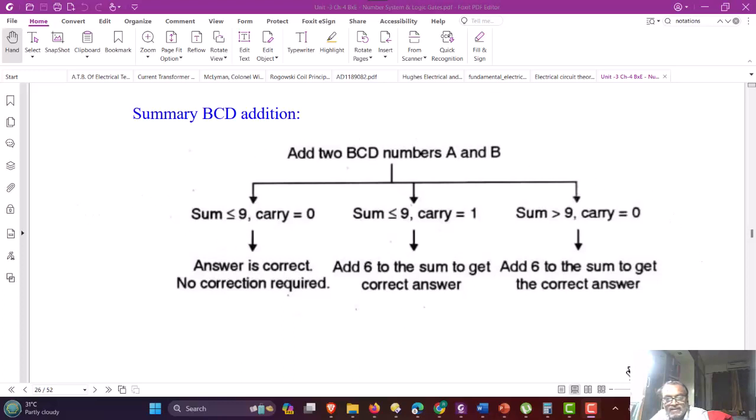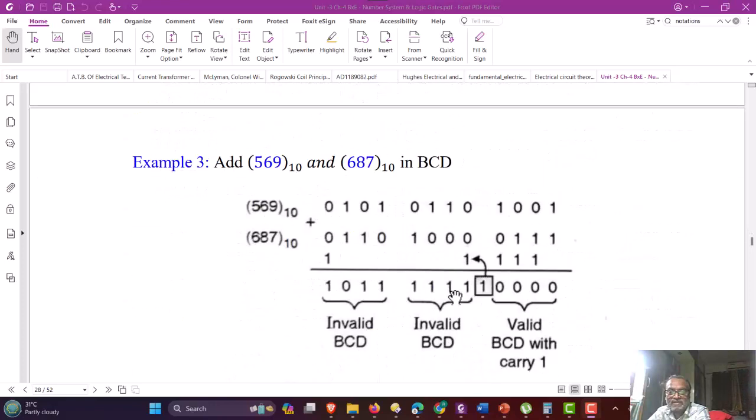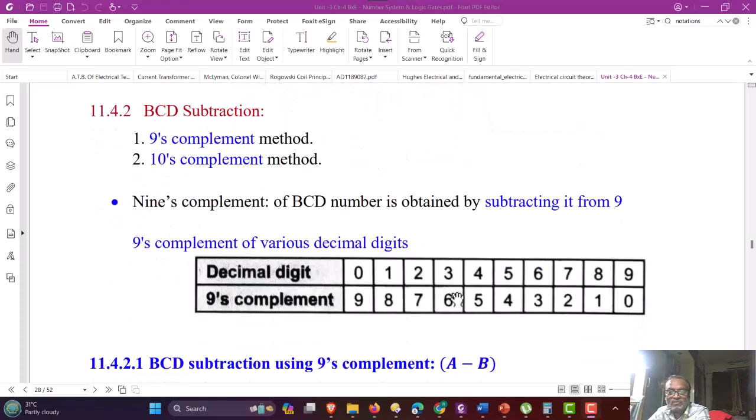Okay, the following tree indicates the summary of the conditions. Whenever the answer is incorrect, check the carry. The incorrectness of the answer can be adjusted by adding 6 to the result. Rest of the examples of BCD addition, students can go through. BCD subtraction can be done by using the 9's complement and 10's complement method, but this is beyond the scope of your syllabus.